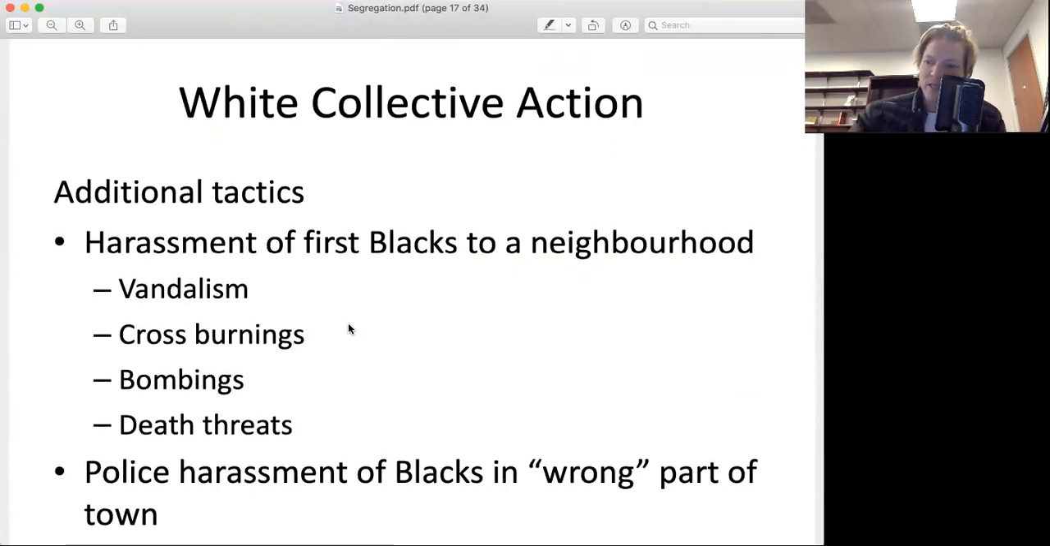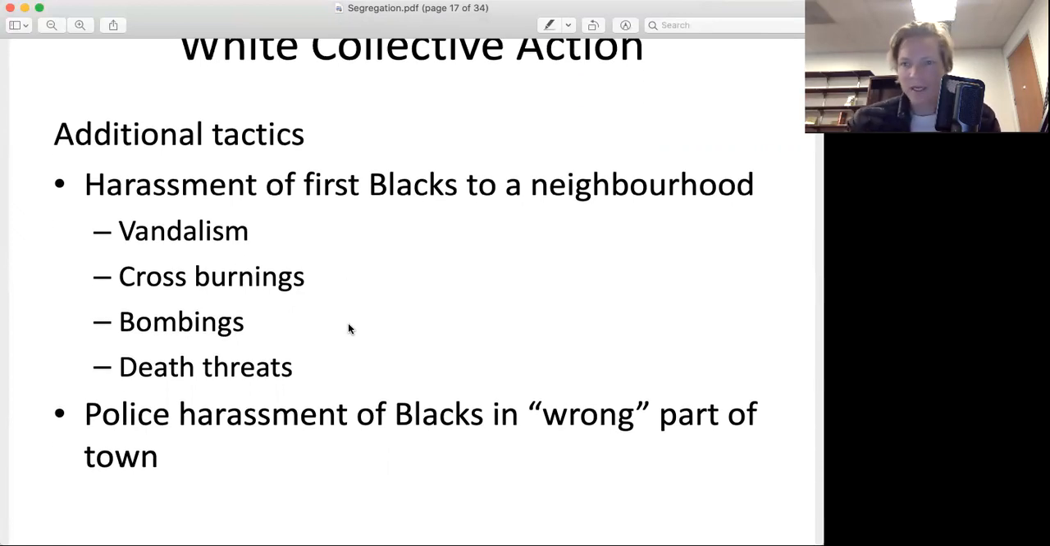Okay, so you have legal methods at the city level via zoning, and then at the individual level via these contracts. Those are both ruled illegal. So then there are other tactics that are more informal.